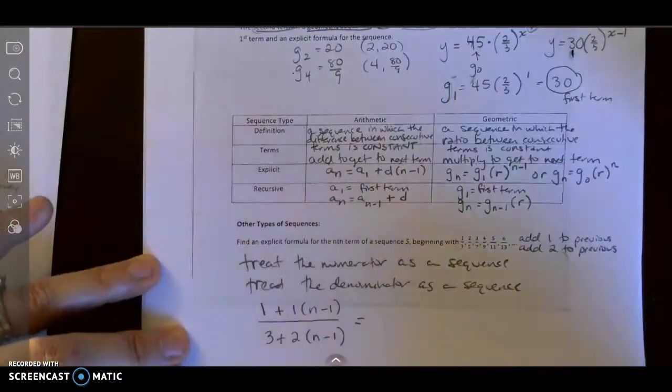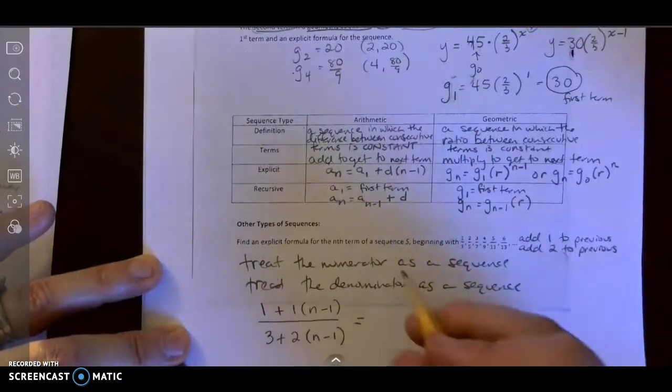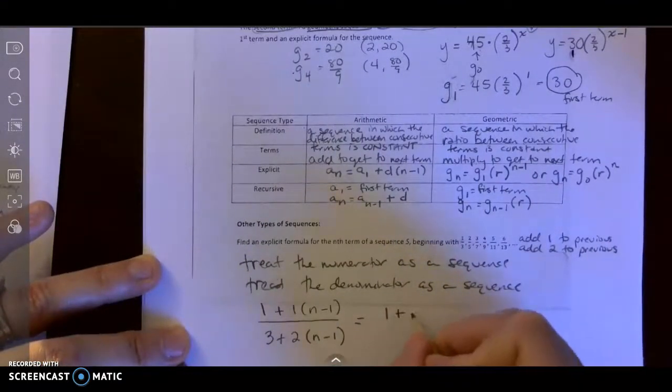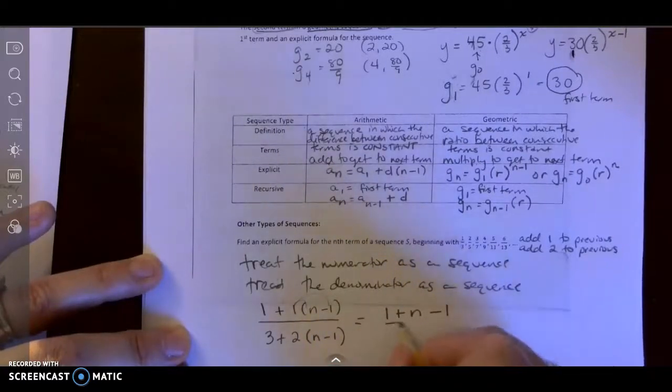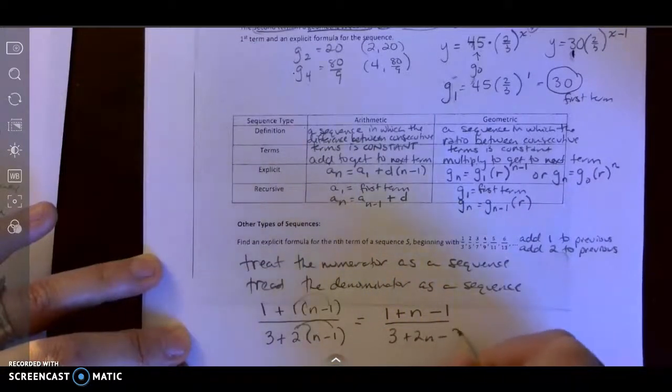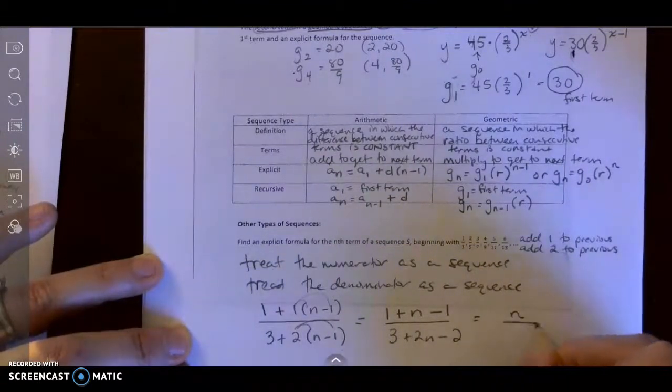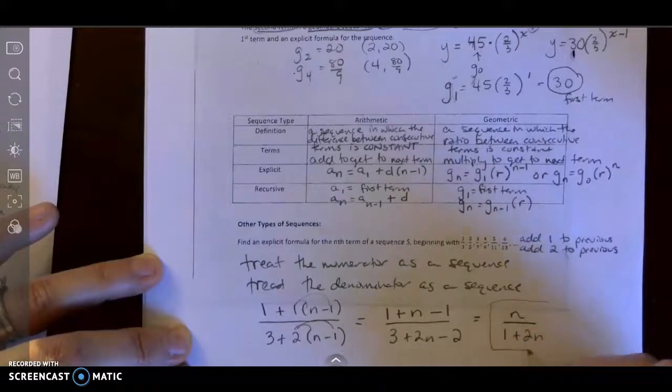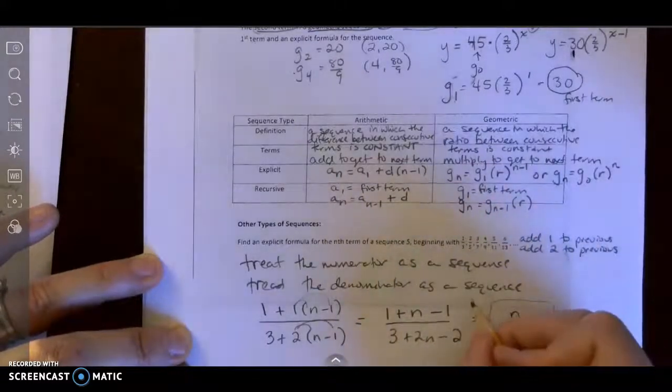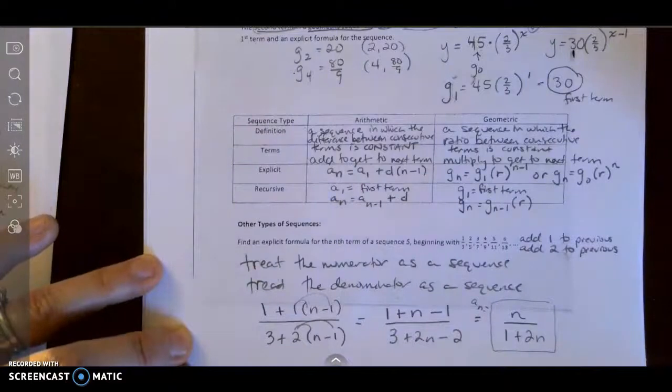And now I just need to simplify my numerator and denominator. 1 plus, when I distribute, I get n minus 1. When I distribute this 2, I get 3 plus 2n minus 2. When I simplify, the numerator becomes n, and the denominator becomes 1 plus 2n. And there is my explicit formula. a sub n equals n divided by 1 plus 2n.